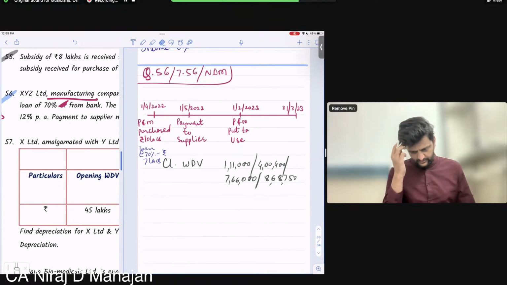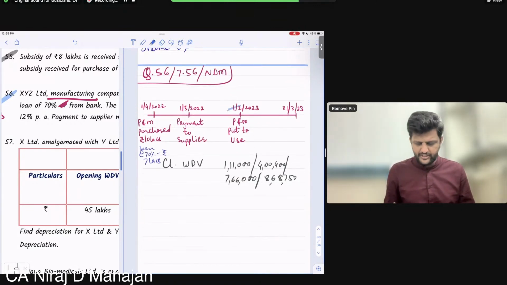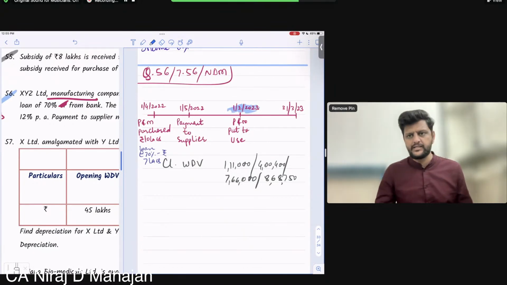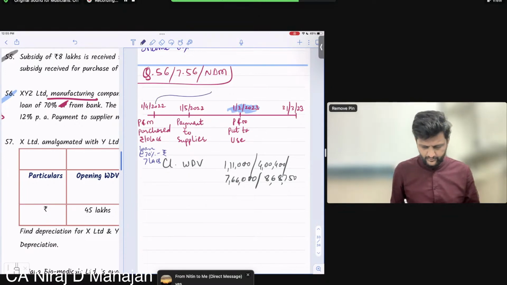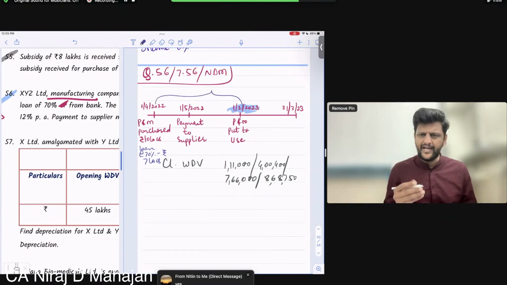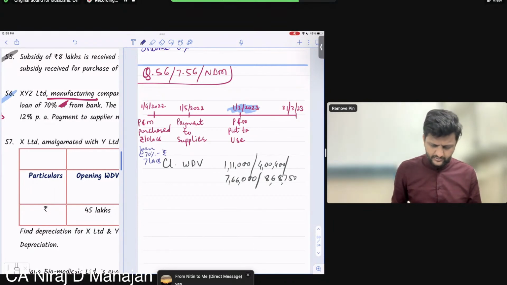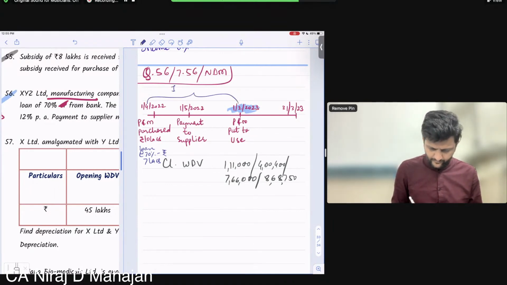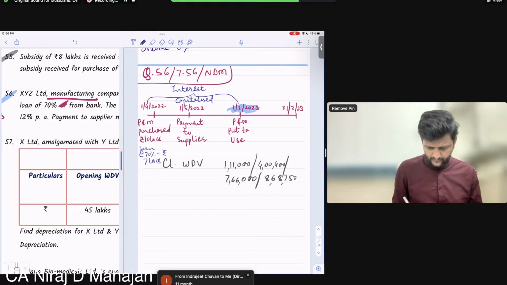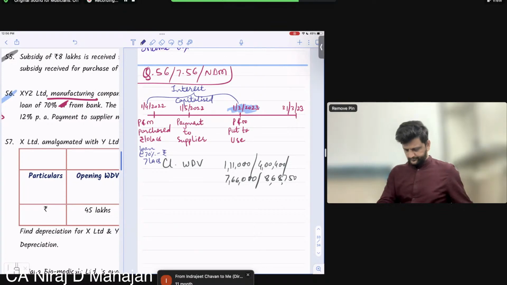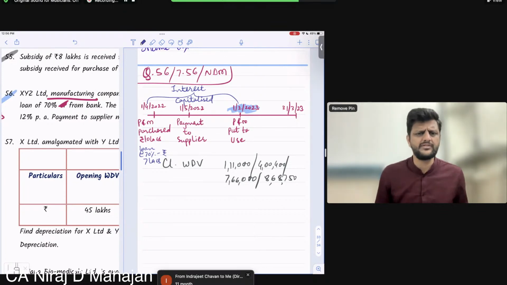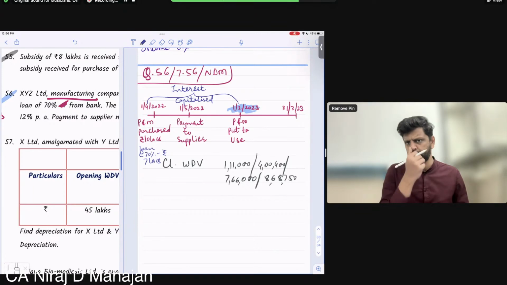Then, put to use is on 1st Feb 23. This much you agree? How much will I capitalize? Whatever interest is capitalized, I am right now concerned with that only. 10 months, na? Indrajit, why 11 months? February is not to be counted, na?